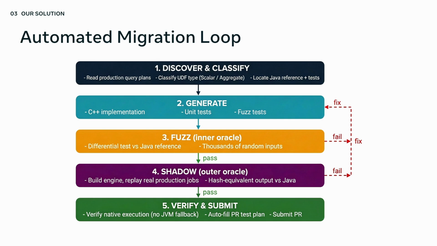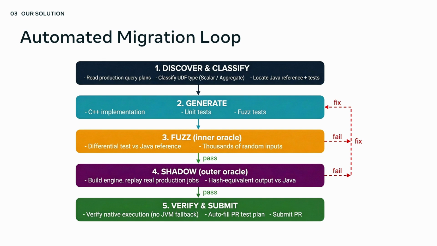The solution that we have is this AI pipeline. It starts with a touch point where the user prompts it to migrate a UDF, and it responds by kicking off a discovery and classification phase before writing any piece of code. It looks at the prod query plans. It looks at the Java UDF references to figure out the type of UDF. It could be a scalar or an aggregate function or a Spark expression. Once that is done, it also determines the migration path.